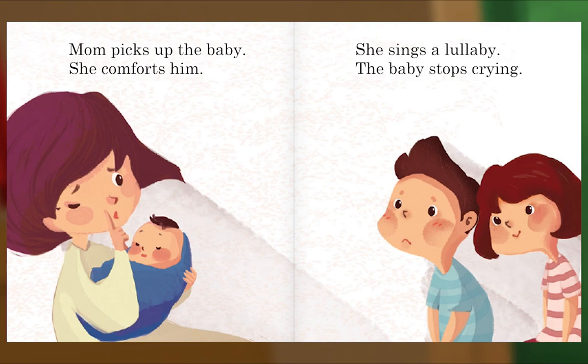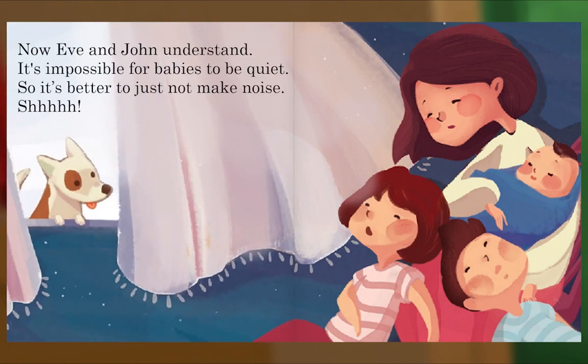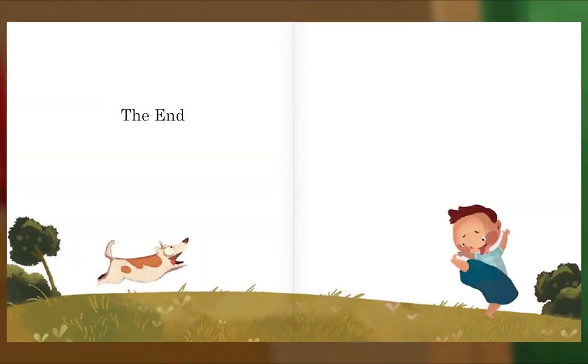Mom picks up the baby. She comforts him. She sings a lullaby. The baby stops crying. Now Eve and John understand. It's impossible for babies to be quiet, so it's better to just not make noise. Shh. The end.